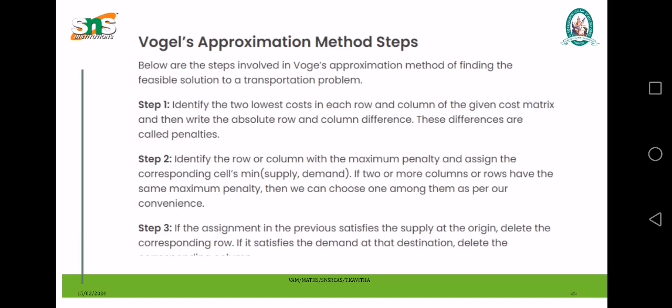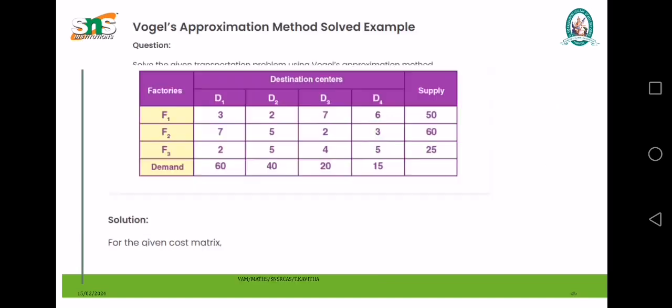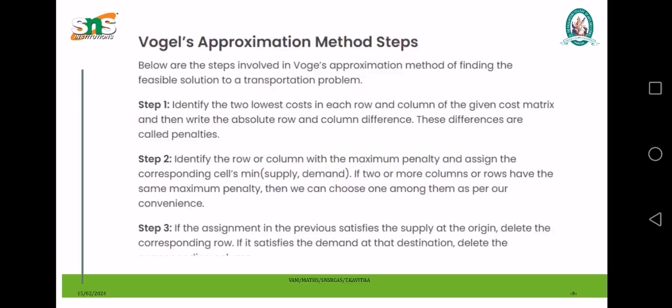Step 3. If the assignment in the previous step satisfies the supply at the origin, delete the corresponding row. Proceed the steps again.